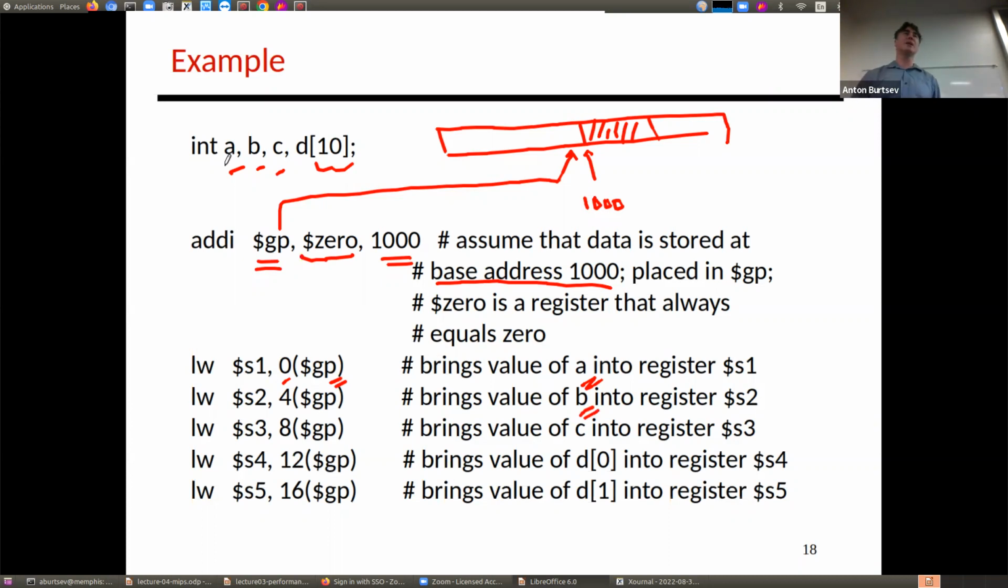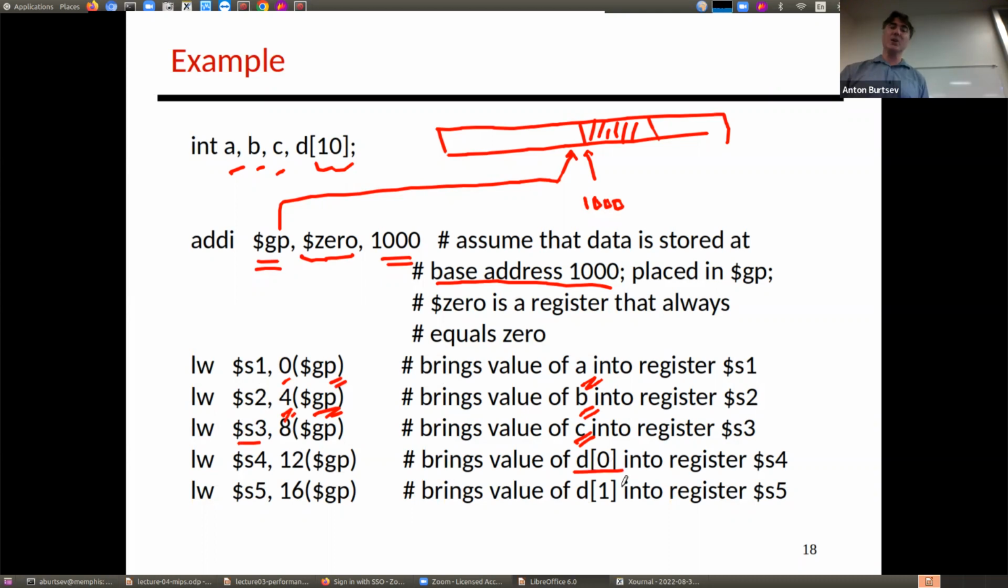So the compiler does not guarantee that those variables will be allocated in this specific order in the data section, but just for the sake of example, imagine that it happened this way. Since each of those is 4 bytes, B will be sitting at offset 4. So we're using GP as a base and 4 as an offset, loading it into S2. C is at offset 8, loaded into S3.